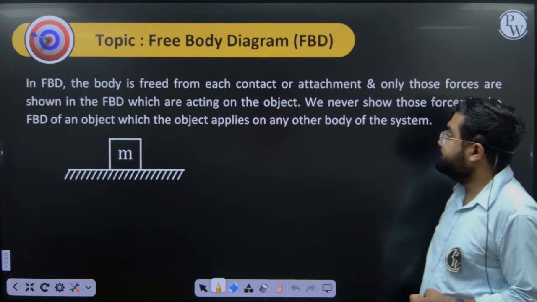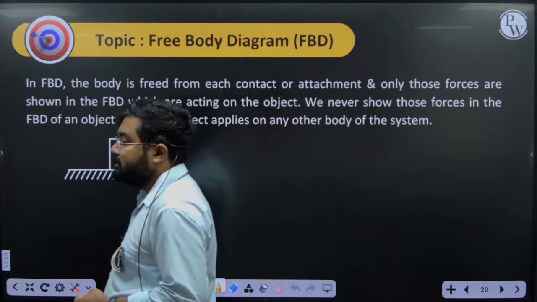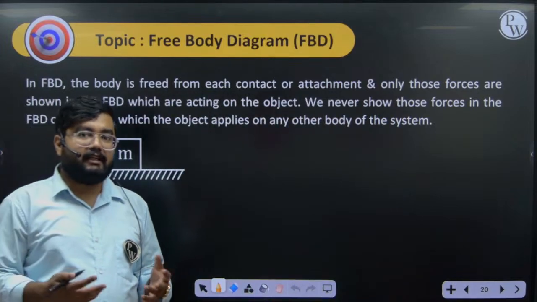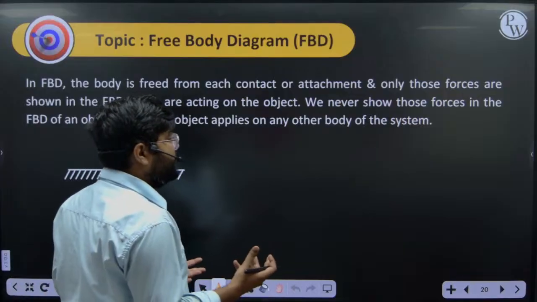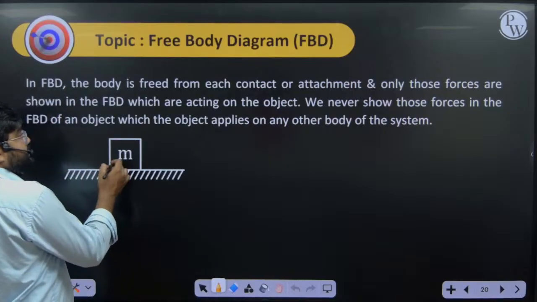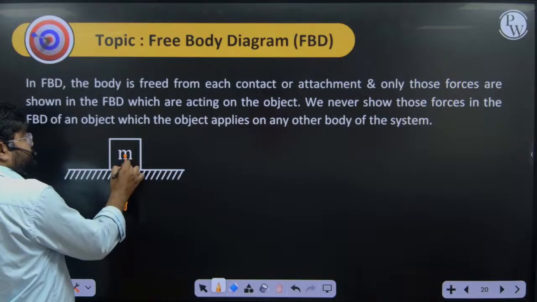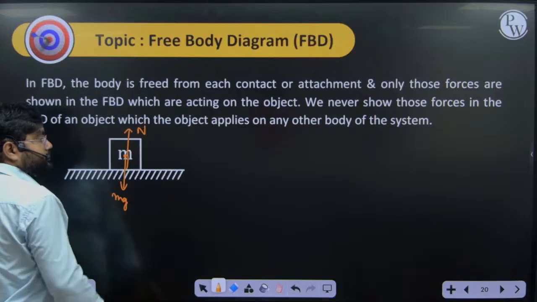Okay. Next is something known as free body diagram. So free body diagram is just a technique to resolve a complex diagram into a simpler one. So again, let us take the same example. Mg force is acting downwards, whereas the normal reaction is acting upwards.